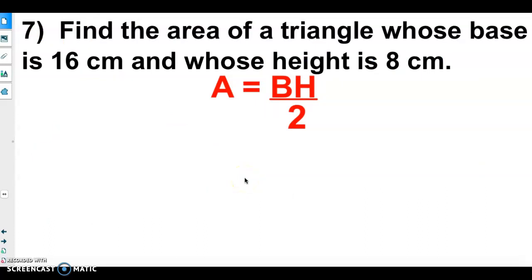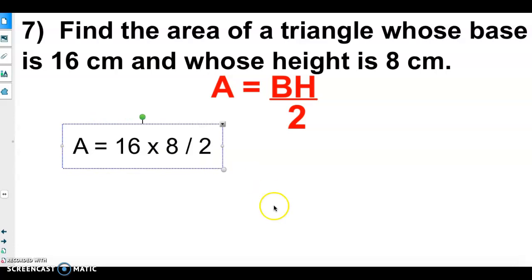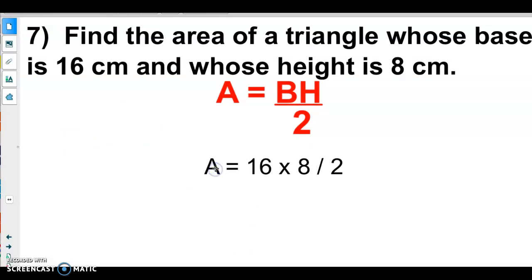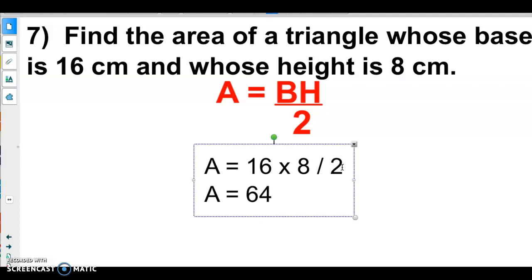Find the area of a triangle whose base is 16 centimeters and whose height is 8. So I'm going to multiply 16 times 8 divided by 2. And on my calculator, 16 times 8 is 128, divided by 2 is 64. So the answer is the area is 64 square centimeters.